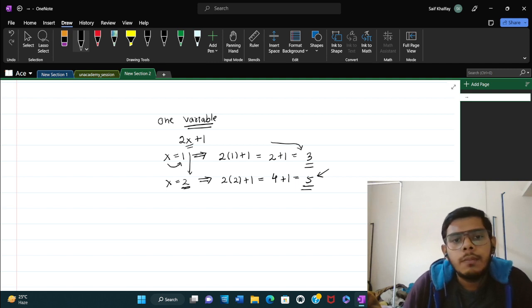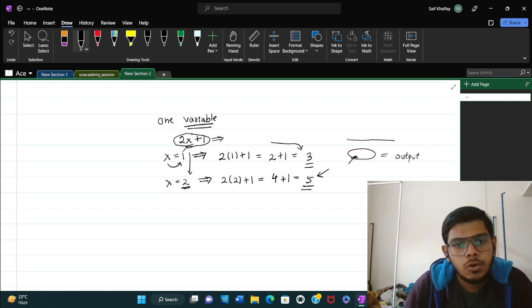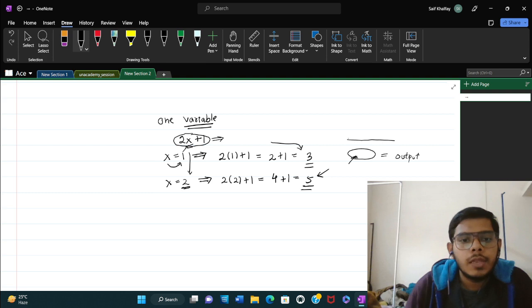Okay. Now one variable means I have an equation. What is an equation? An equation is nothing but a simple expression in which you put an input and you get an output for some values. Like 2x plus 1 was an equation, x was an input, and what I got was an output. Like 3 was an output, 5 was an output for inputs x is equal to 1 and x is equal to 2.